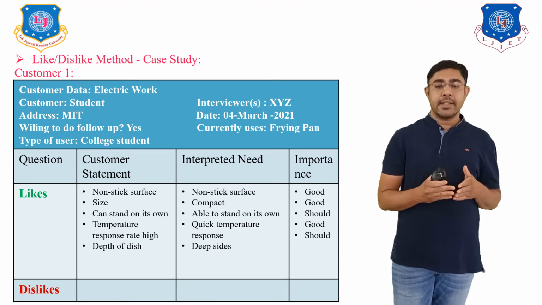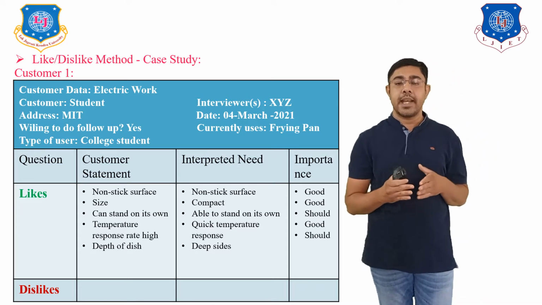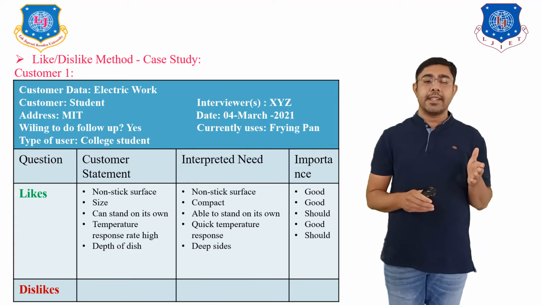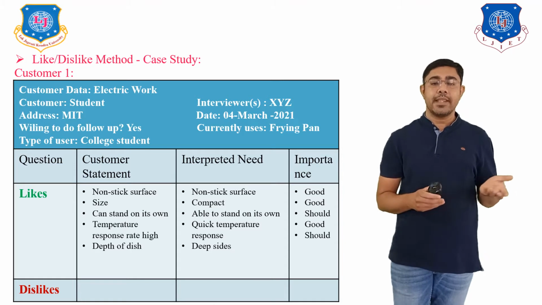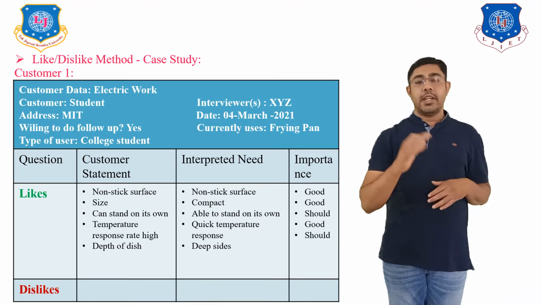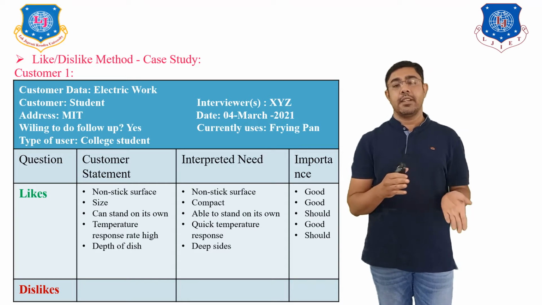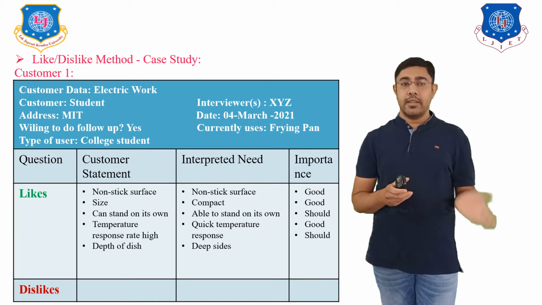And last is the depth, and the interpreted need is the deep size. So these are the like statements of customers, which are recorded in the second column, and whatever the interpreted need of that like statement is, that is mentioned in the third column after completion of the interviews.